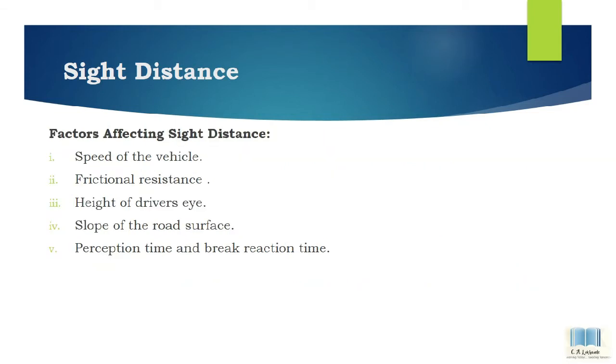The first factor is the speed of the vehicle. The speed of the vehicle affects the sight distance of a road. Then the second factor is frictional resistance. That is, the friction factor between the road surface and the tire of the vehicle also affects the sight distance. Then the third is the height of the driver's eye, which also affects the sight distance. Then the next is the slope of the road surface, which also affects the sight distance.